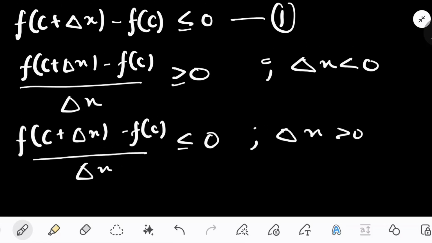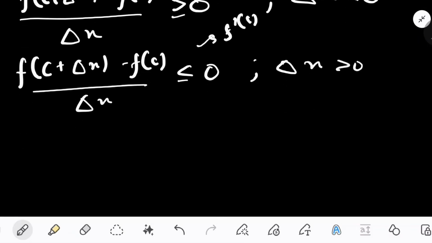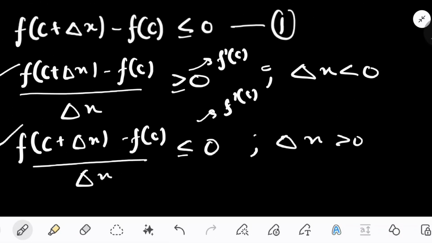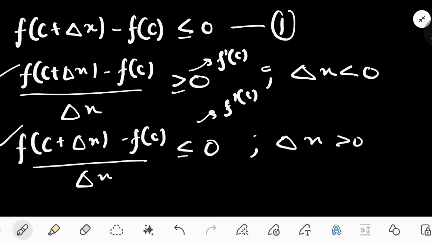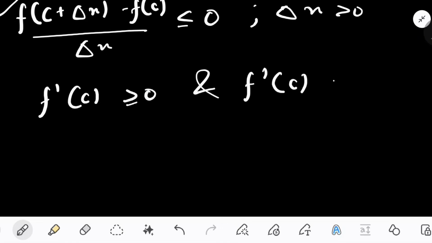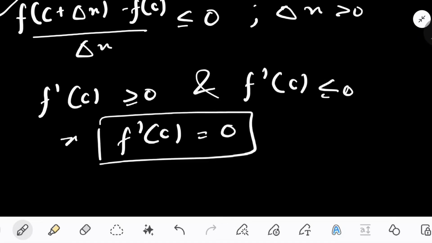We are understanding it. And notice that this is f dash at C only, and this is f dash at C only, right? This is the LHL and this is the RHL. Or rather I should say not RHL, it is LHD and this is RHD, right? Which means f dash C is greater than equal to 0 and f dash C is less than equal to 0, which implies f dash C is equal to 0, right? I hope you are understanding it.